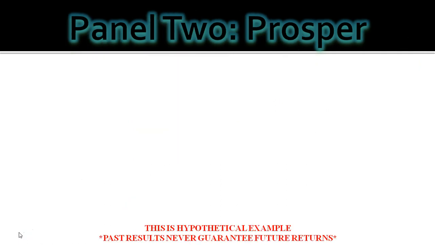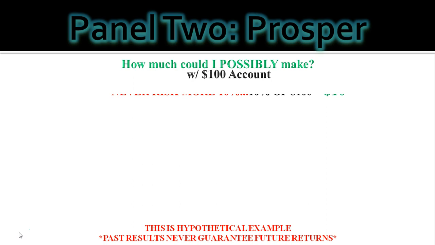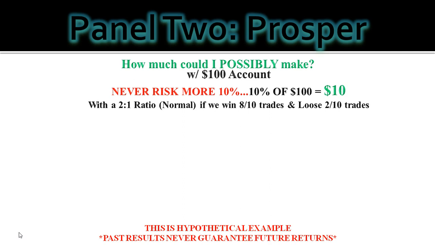Very simple, guys. Now, panel 2, these are hypothetical examples, guys. Remember, past results never guarantee future results. This is hypothetical, based on past history and track record. How much money could you possibly make in the market? With a $100 account, never risking more than 10% of your money, which is $10 in this case, with a 2-to-1 ratio, that's pretty normal. Sometimes we'll have a 1-to-1 ratio. We do take losing trades. Sometimes you have a 5-to-1 ratio where you're making $5 for every $1 you're risking. Sometimes it'll be a 10-to-1, but on average, it's about a 2-to-1.